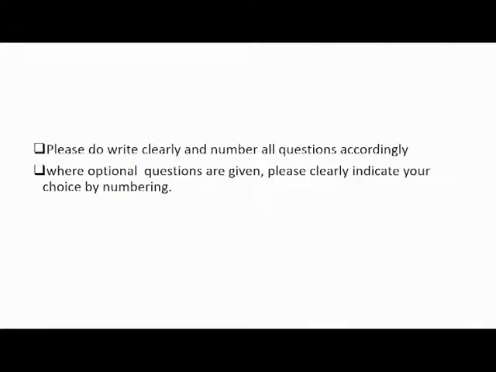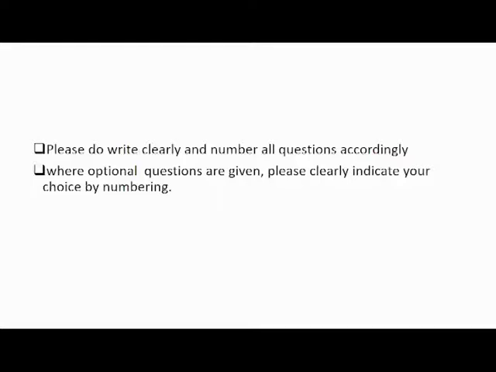You are being cautioned once more. Please do write clearly and number your questions accordingly. You will find instances where students answer the questions and just jot down the answers without numbering. That becomes difficult for a tutor to determine which question number you are answering. It does not really matter in what order you have answered your questions, as long as you have numbered them correctly.